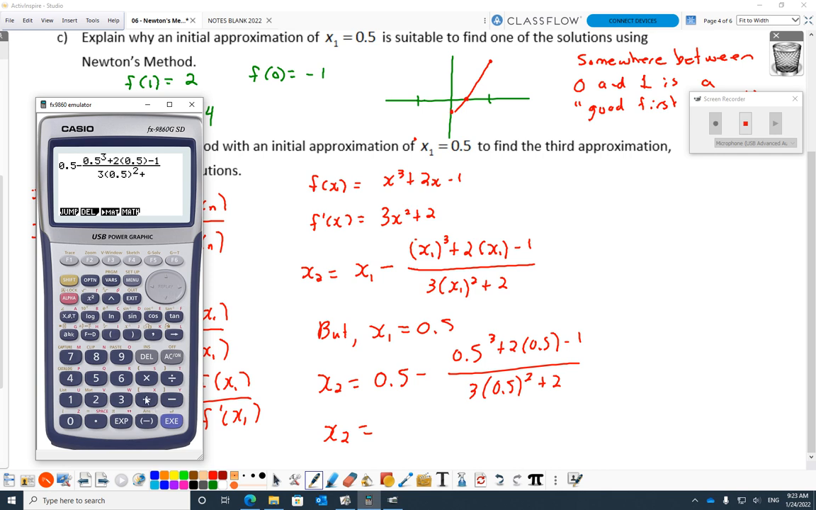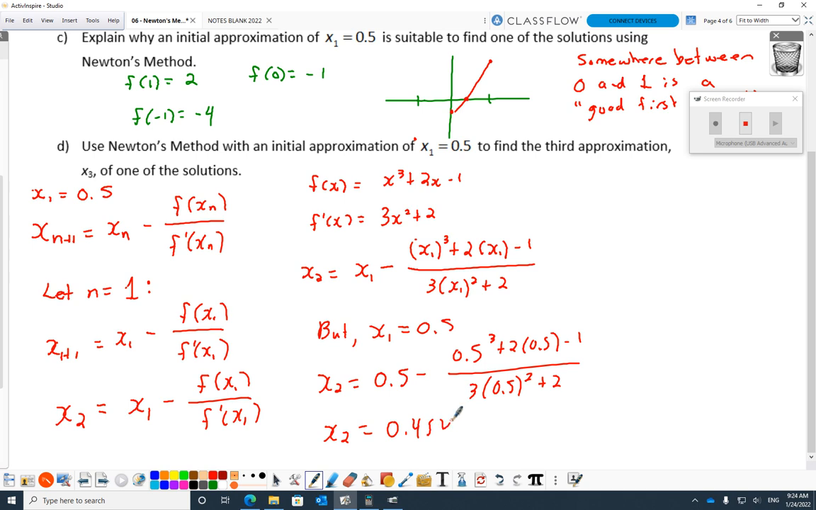plus 2. Basically what we're doing is saying, take the y value, which will be wrong, it won't be 0, and divide by the derivative. That'll tell us how much to move over to get my good answer. Equals. Second approximation. Oh my. 0.45454545.